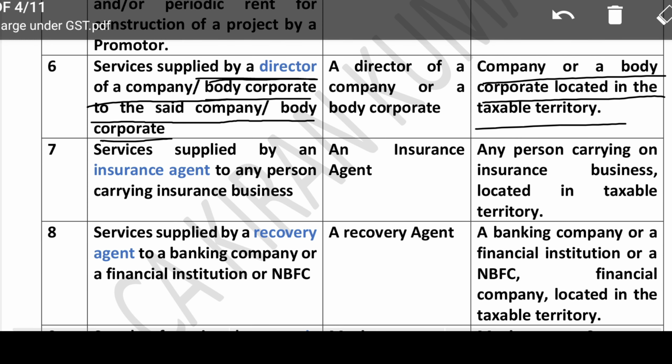Services supplied by a director of a company or a body corporate to the said company or body corporate. In this case, the company which is receiving the services of the director is liable to pay GST on RCM basis.